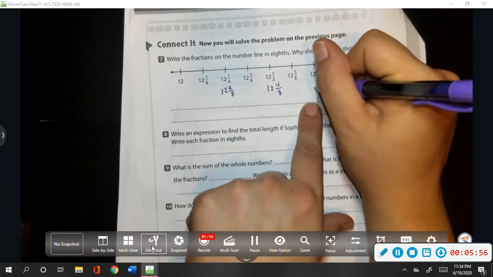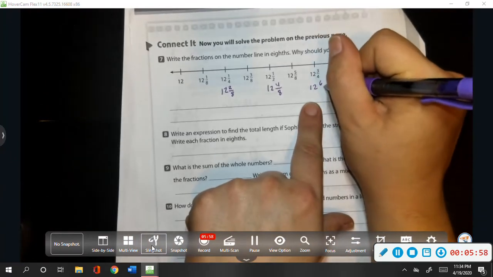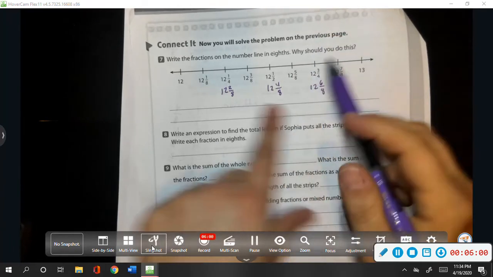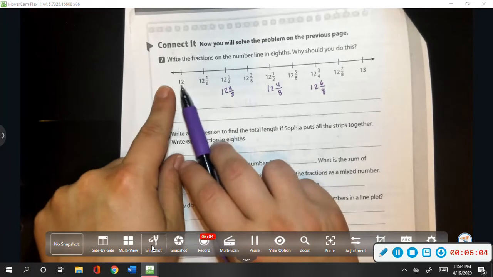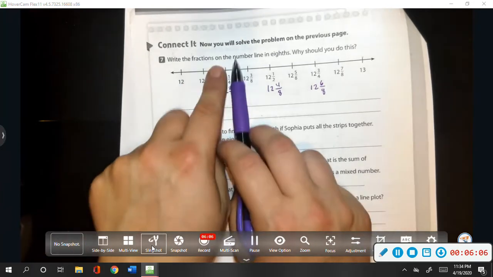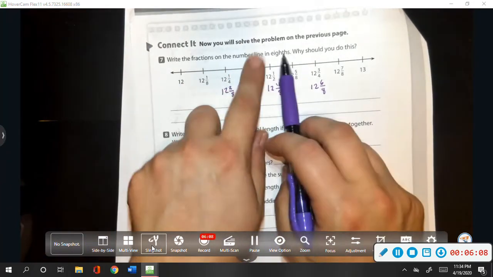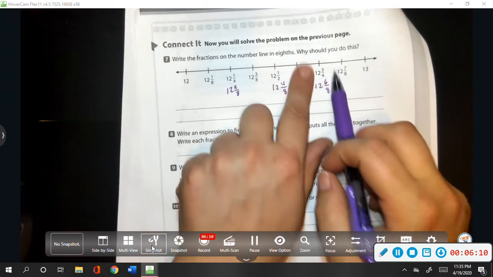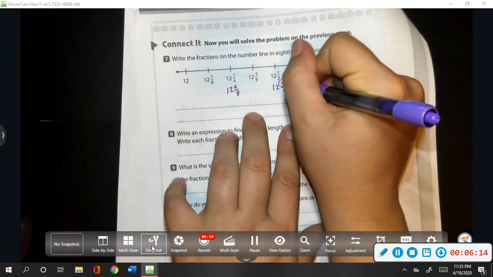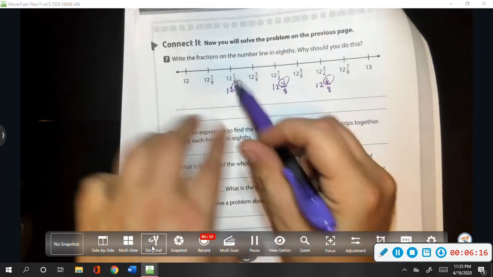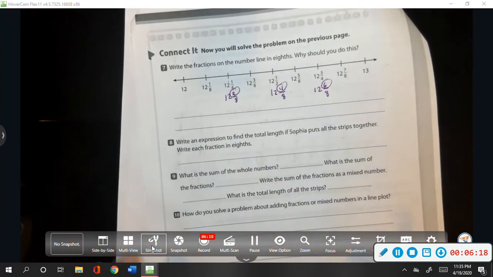And our 3/4 was the same as 12 and 6/8. You could either have used your key, or you could count by eighths. Well, this is 12, 12 and 1/8. That would be 12 and 2/8, 12 and 3/8, 12 and 4/8, 12 and 5/8, 12 and 6/8. You see how it goes? Look at your numerators. See how they fall in line with that pattern?